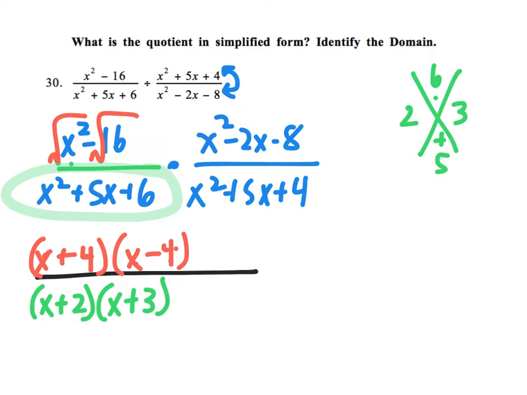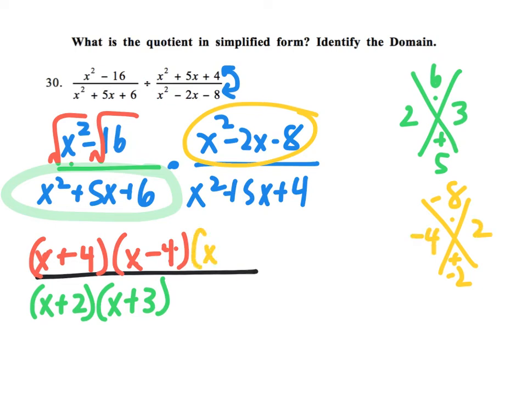Let's look at the top of the next one. We have x squared minus 2x minus 8. So we're looking for something that multiplies to negative 8 and adds to negative 2. It's going to be negative 4 and a positive 2. So we're going to have x plus 4, or excuse me, x minus 4.